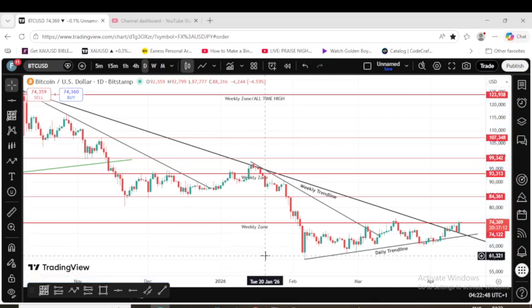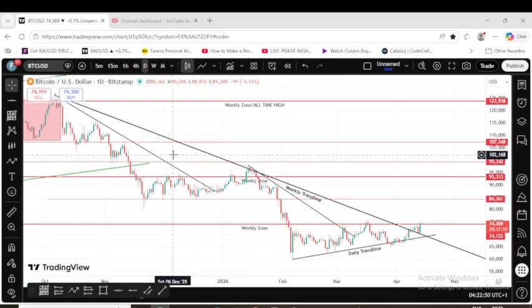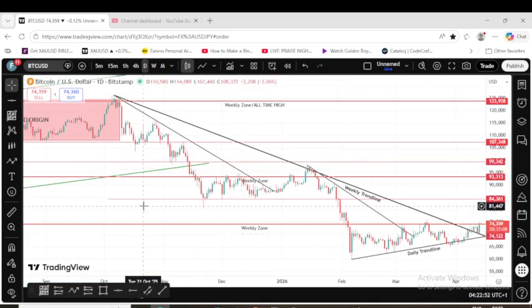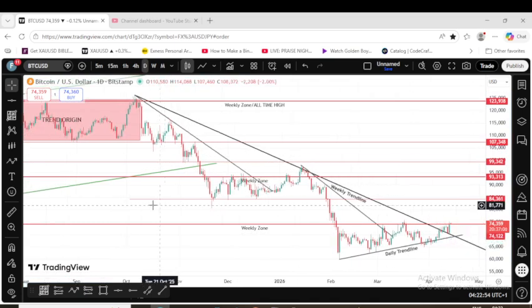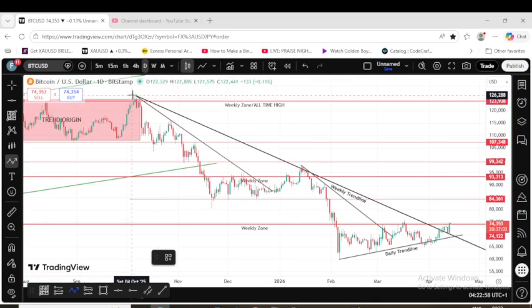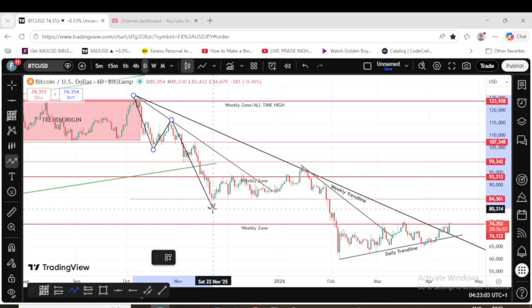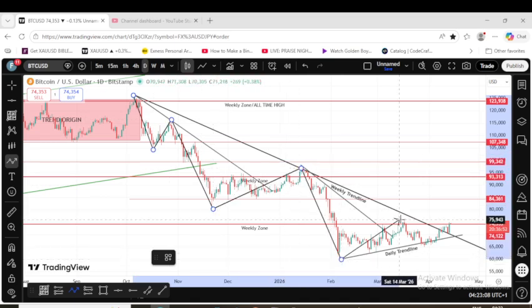Now that we identify our trend origin, the next thing for us to do is to identify our market structure. So let's identify our market structure. Our market structure goes something like this: impulsive, correctional, impulsive, correctional, impulsive, correctional. So price is still in the middle of a correctional. That should be followed up by a new impulsive move.